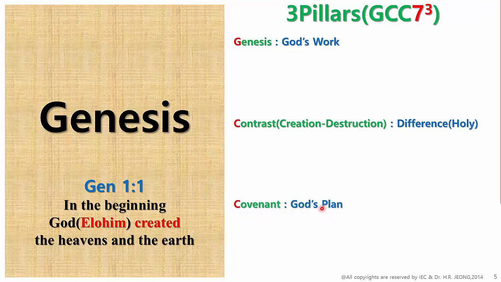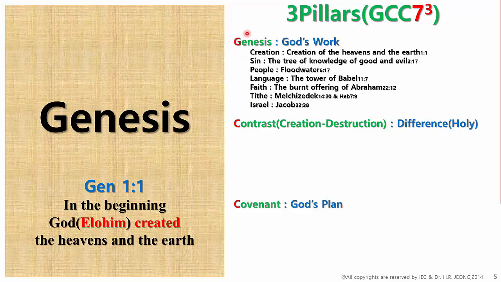It can be safely said that Genesis is full of beginnings, besides the Lord, who of course had already existed before the creation of the earth, as stated in chapter 1. Here, I will only be talking about seven beginnings. The first is the creation of the heavens and the earth in chapter 1, then the origin of sin in chapter 2, the beginning of people after the flood in chapter 6, the birth of various languages in chapter 11, Abraham's righteous behavior of faith in chapter 22, and finally, the history of Jacob and the birth of Israel as a nation.